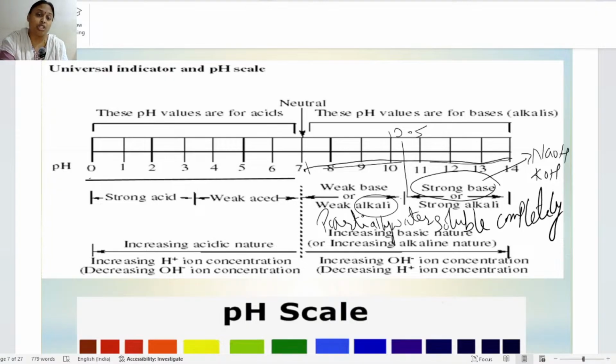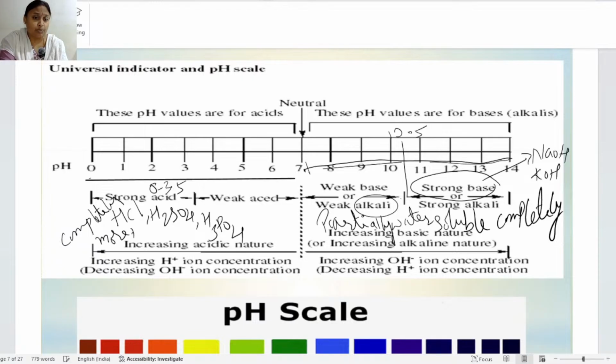And when it comes to the strong acids, we usually see HCl, H2SO4 and H3PO4 as strong acids. So they have the pH value of 0 to 3.5, and meanwhile these are also completely soluble in water and produce more H plus ions. But when it comes to 3.5 to 6.9, in between this, we say that these are the weak acids.